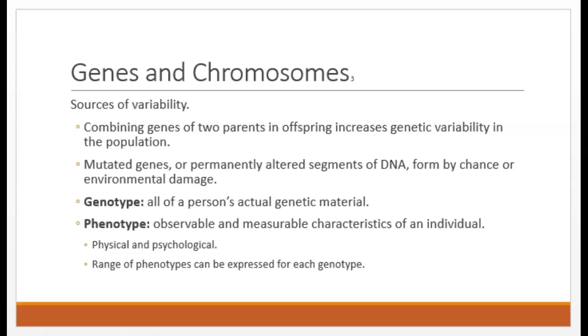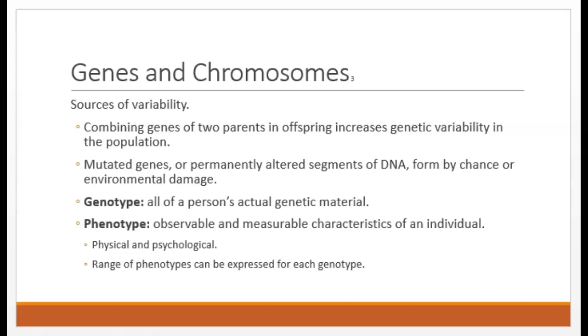All of a person's actual genetic material is called their genotype, but whether and how much these genes actually result in observable and measurable characteristics is called your phenotype. For example, you might have inherited a gene for brown eyes from your mom and a gene for blue eyes from your dad. That would be your genotype, one brown allele and one blue allele. But whether you actually have brown or blue eyes, that would be a question about your phenotype. Phenotypes can be physical and psychological, such as how curly your hair is or how anxious you are.